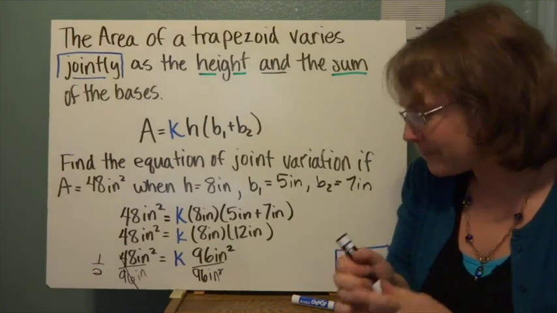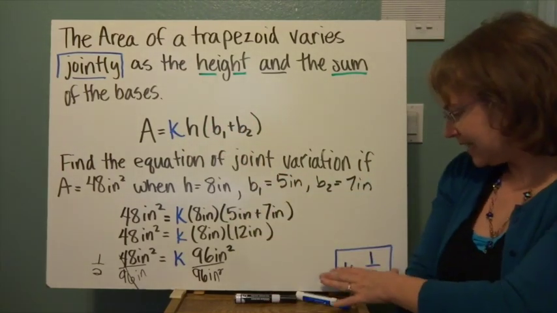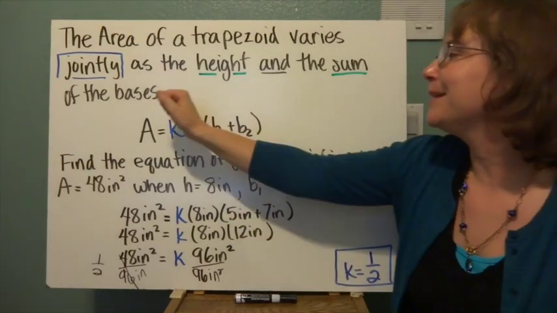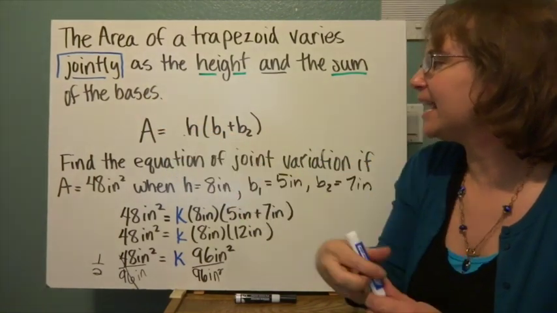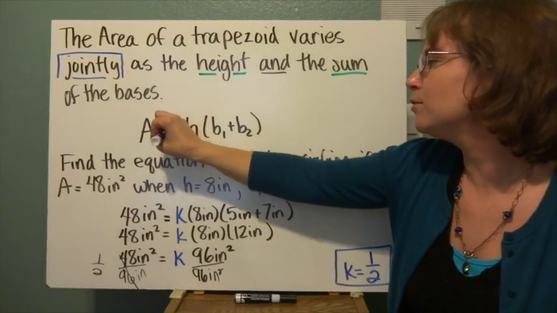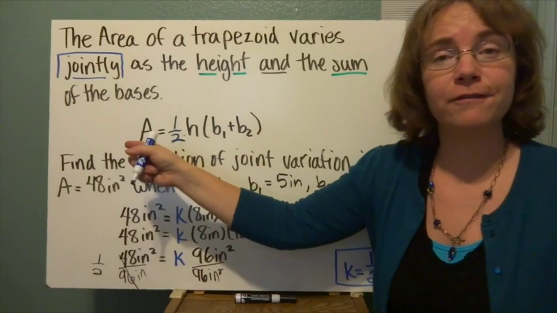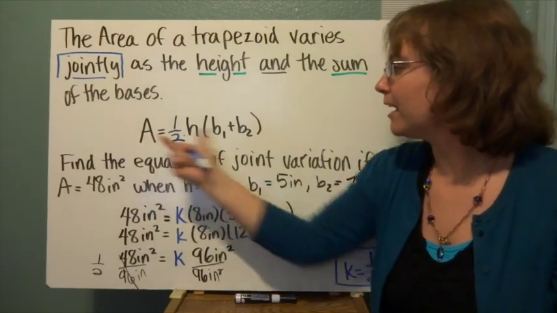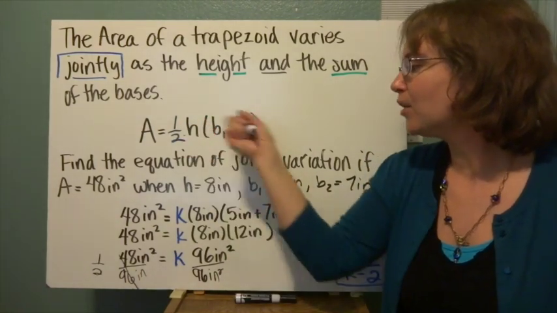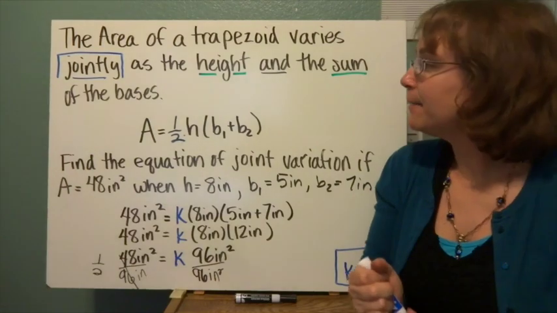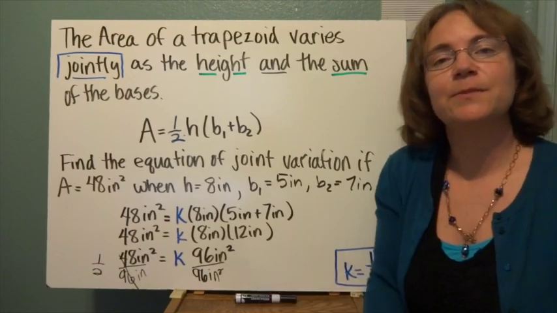Now I'm going to take that back in because I want to find the equation of joint variation. That's this right here. I'm going to take this k equals 1/2, and I'm going to substitute it up here. Now given a height and the sum of two bases, 1/2 the height and the sum of two bases, I can find the area. Or if I'm given the area and the sum of two bases, I could then solve for the height. So this is the general equation for the area of a trapezoid. And I know that because it both varies jointly and I was given this specific case.